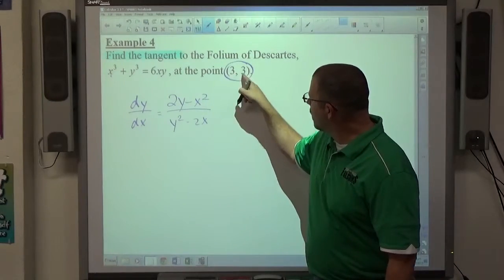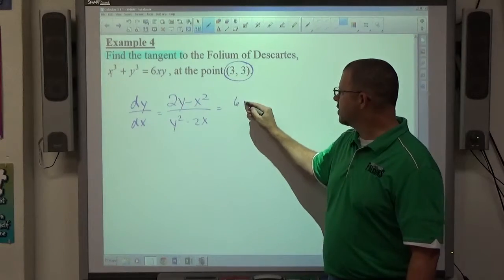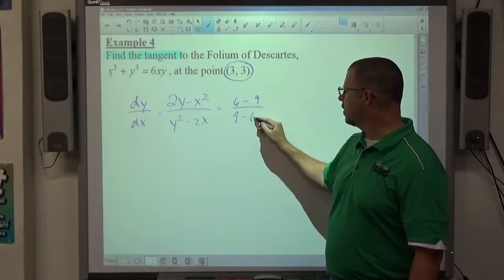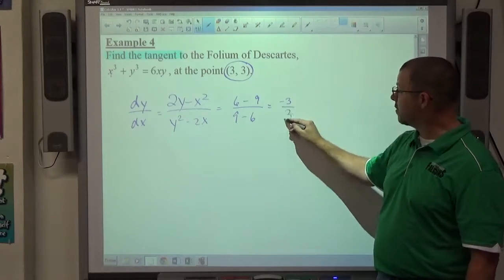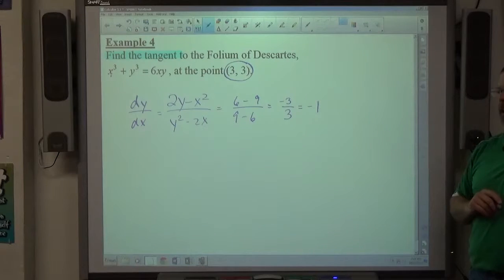If I substitute y with 3 and x with 3 into this expression, I'm going to get 2 times 3 is 6, minus 3 squared is 9, over 3 squared is 9, minus 2 times 3 is 6. 6 minus 9 is negative 3, 9 minus 6 is positive 3. So we get a slope of negative 1.